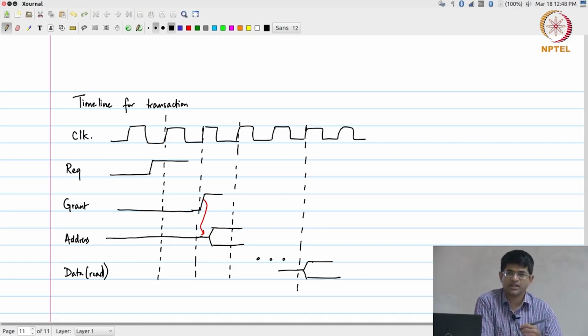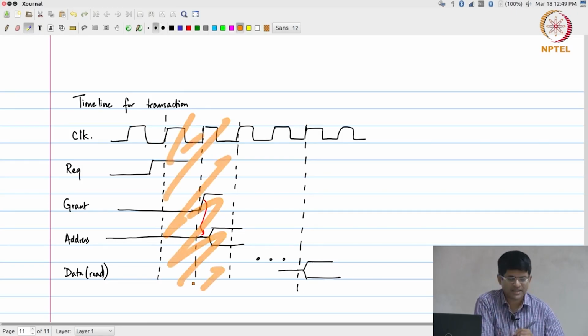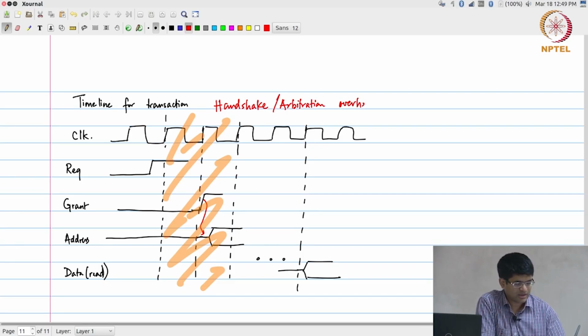So, this is essentially the complete flow of signals that would happen for one transaction to take place. This is an example of one read transaction from a module like a memory block, right. So, the master would put out a request, one cycle later it would get a grant, then it would put out an address, a few cycles later it would get back the data. This part that you see over here essentially is handshaking overhead, or arbitration overhead.